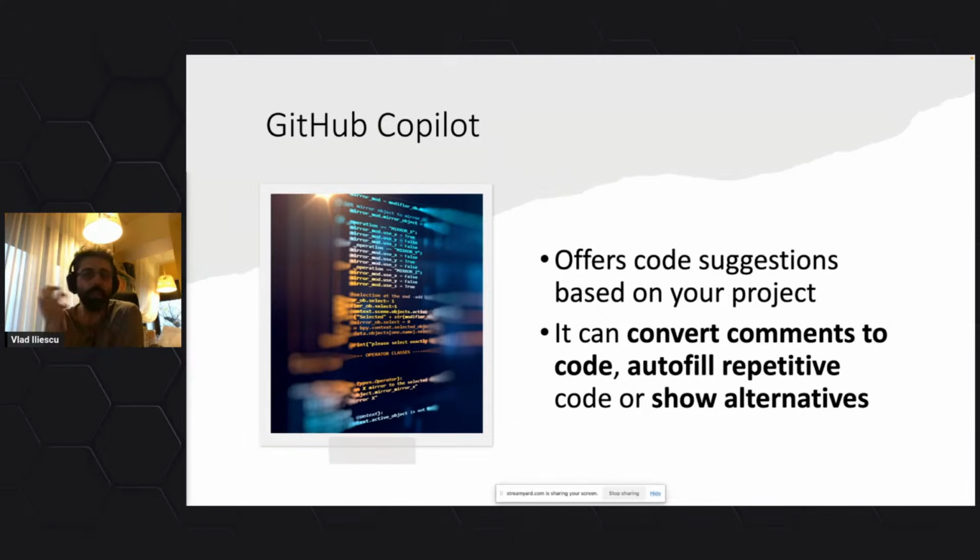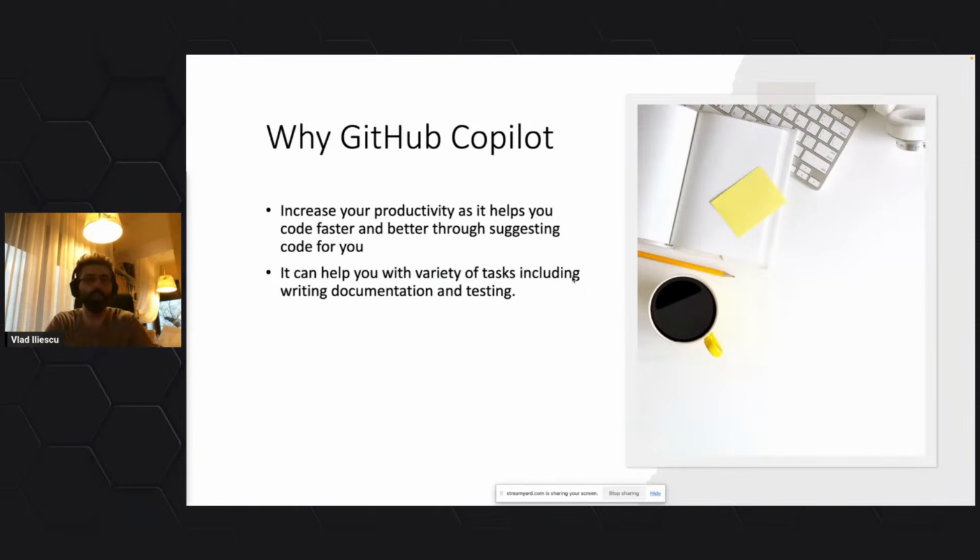But you should know that it offers code suggestions based on your project. The cool thing is you can prompt it. You can add some comments telling it do this and this, and we'll see how this works in a moment. And it will just work. If it sees a pattern in the code, it will just work. If you prompt it to give me alternate ways to do a thing, it will also work. Of course, it increases your productivity as it helps you code faster and better through suggesting code for you. It can help you with a variety of tasks, including writing, documentation, and testing.